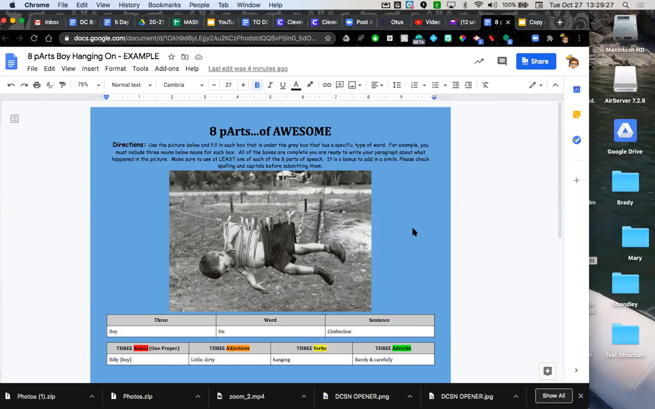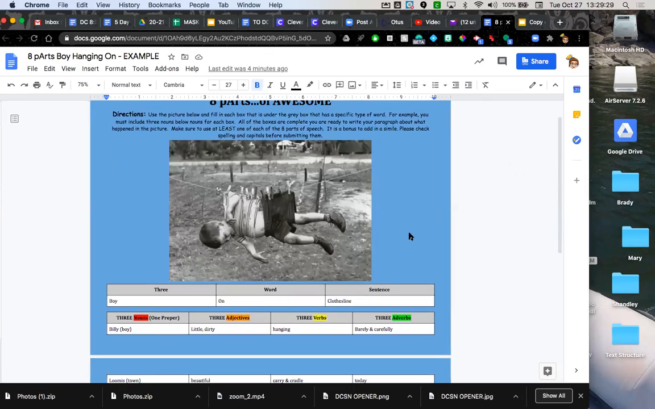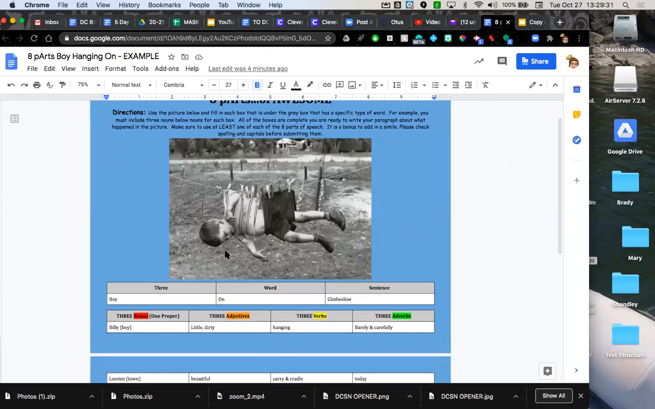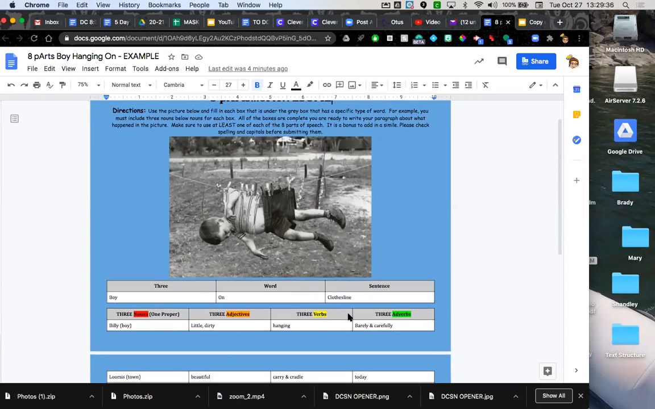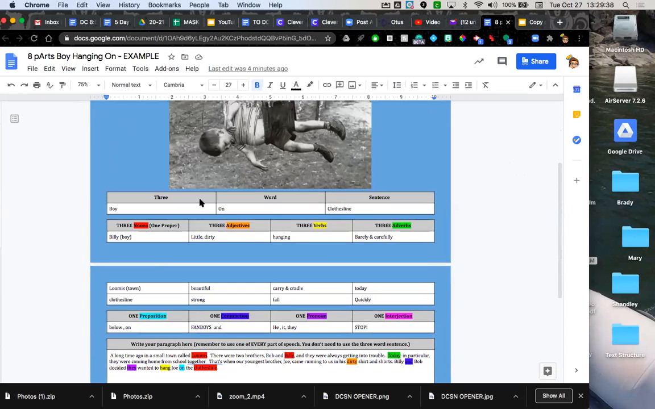So do we have to like write the words based on the picture? Yes, you are thinking up your 3-word sentence and all of your nouns, adjectives, verbs, adverbs, they all have to do with the picture that's here. Those are your 2 choices. Okay. Camden.